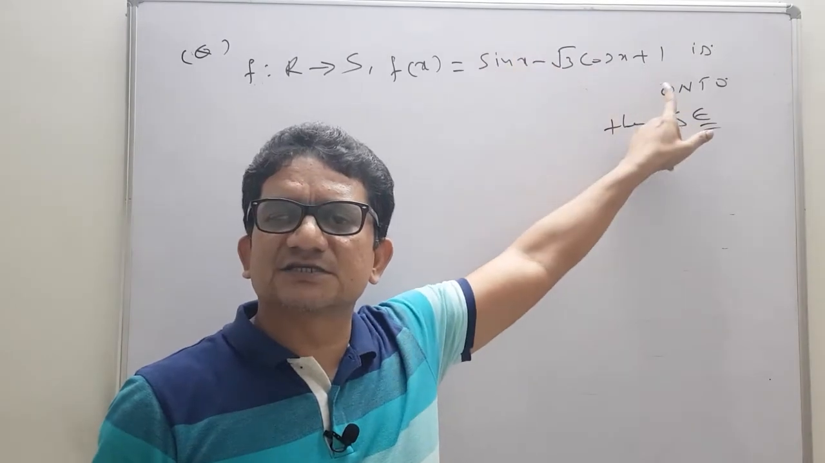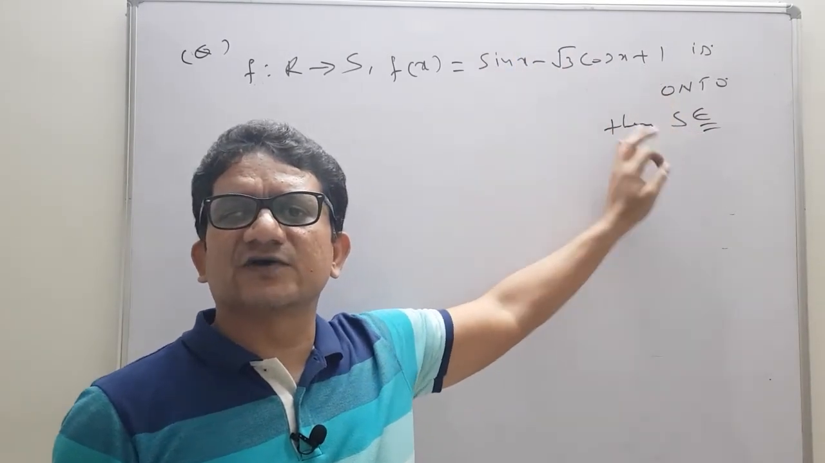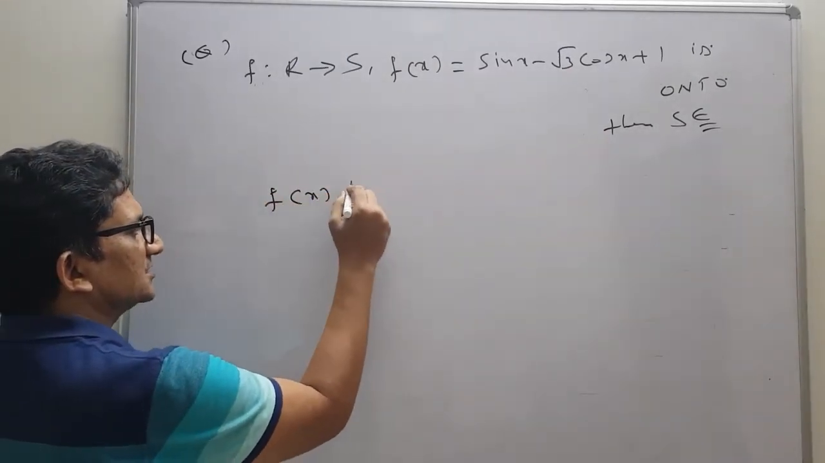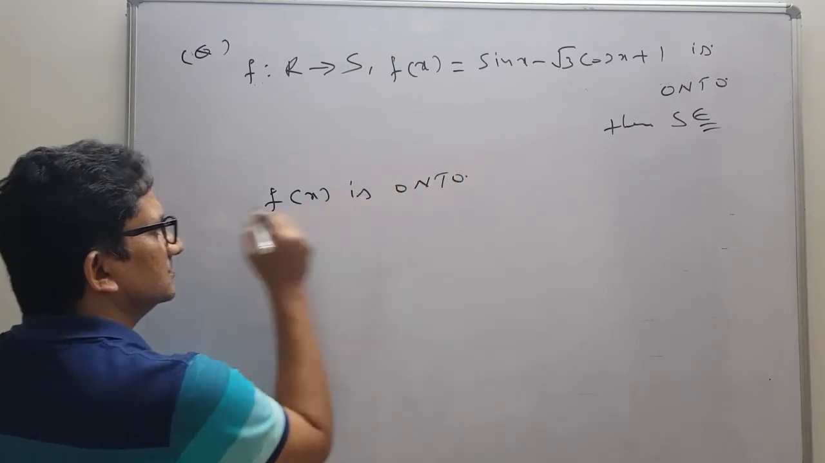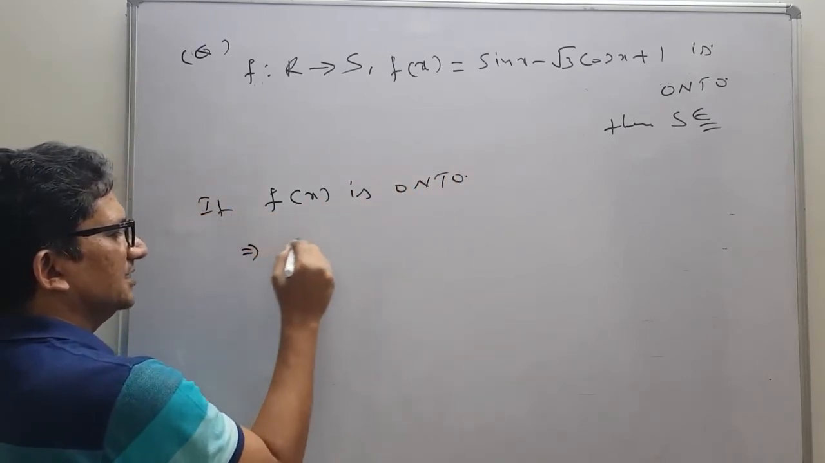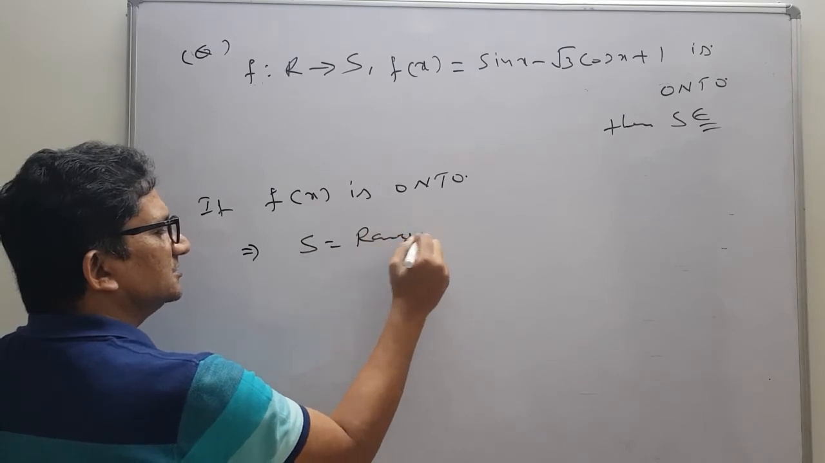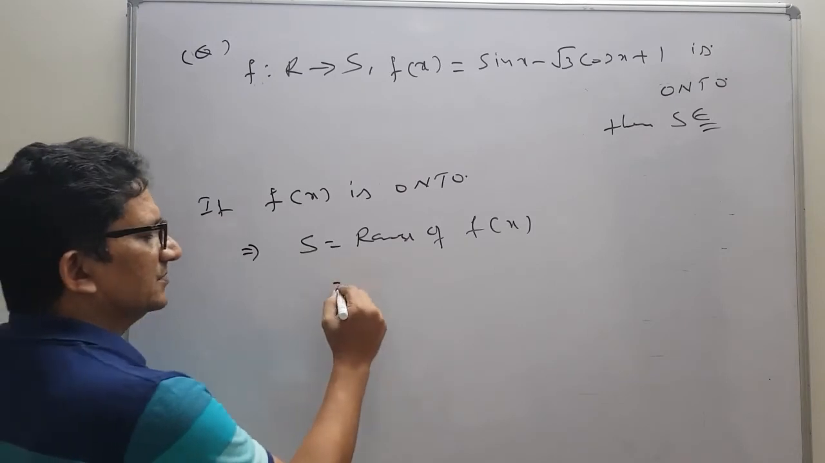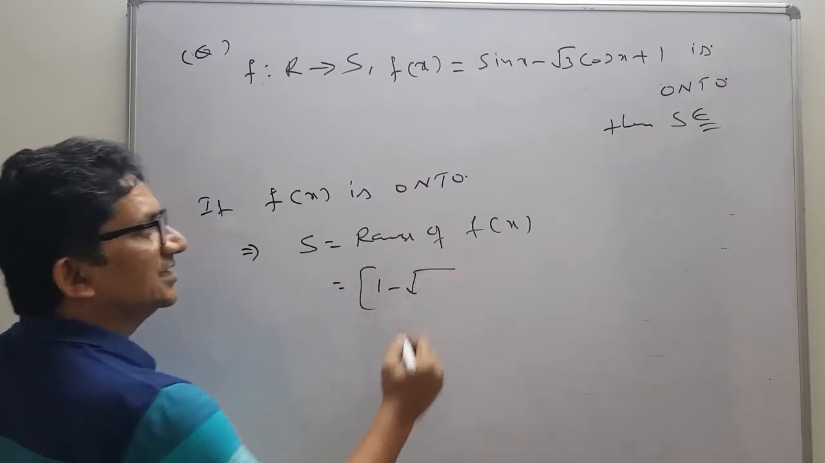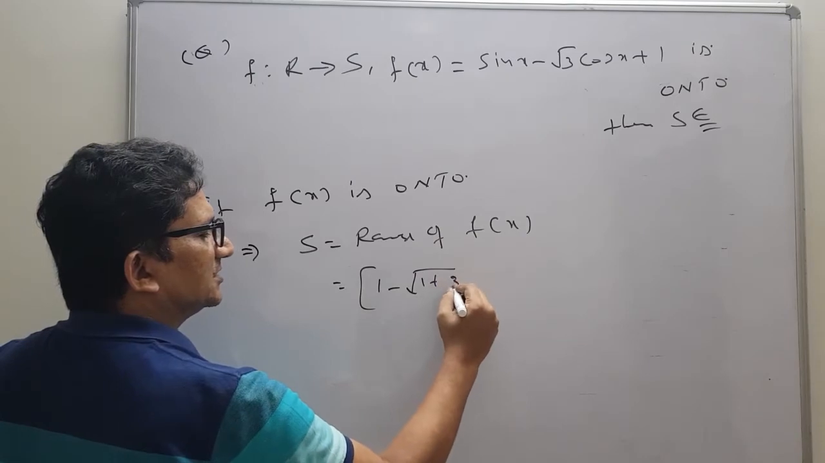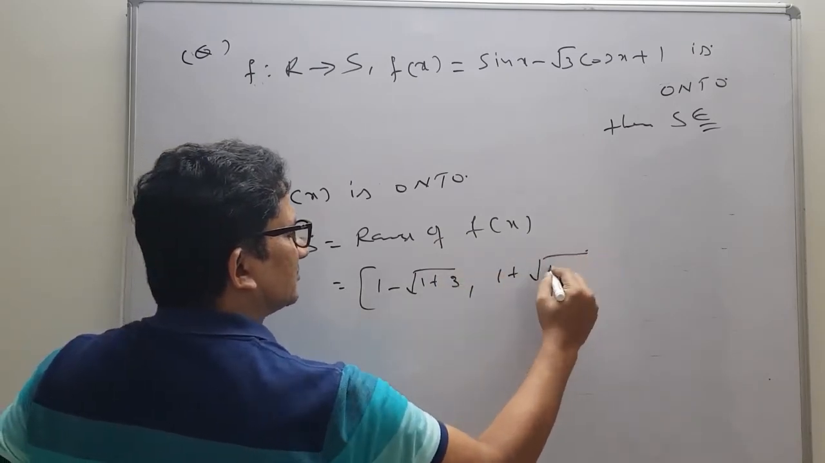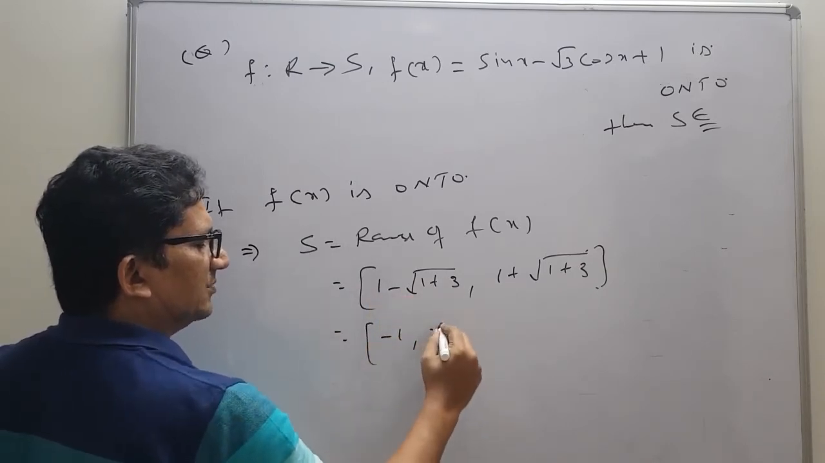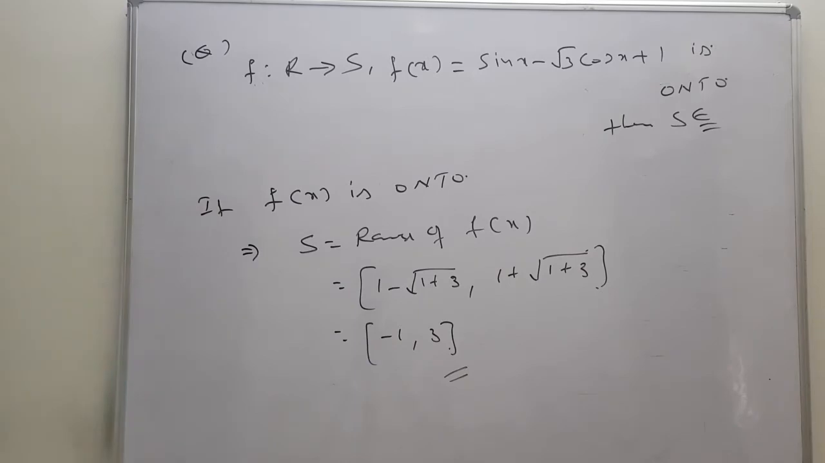So when f of x is onto, the range of the function is equal to the codomain. So here we will write, f of x is onto, that implies S is equal to the range of f of x, and we know how to find the range of that one. That is 1 minus root of a square plus b square, that is 1 minus 2, next 1 plus root of a square plus b square, 1 plus 2. So you will get minus 1 comma 3. That is correct.